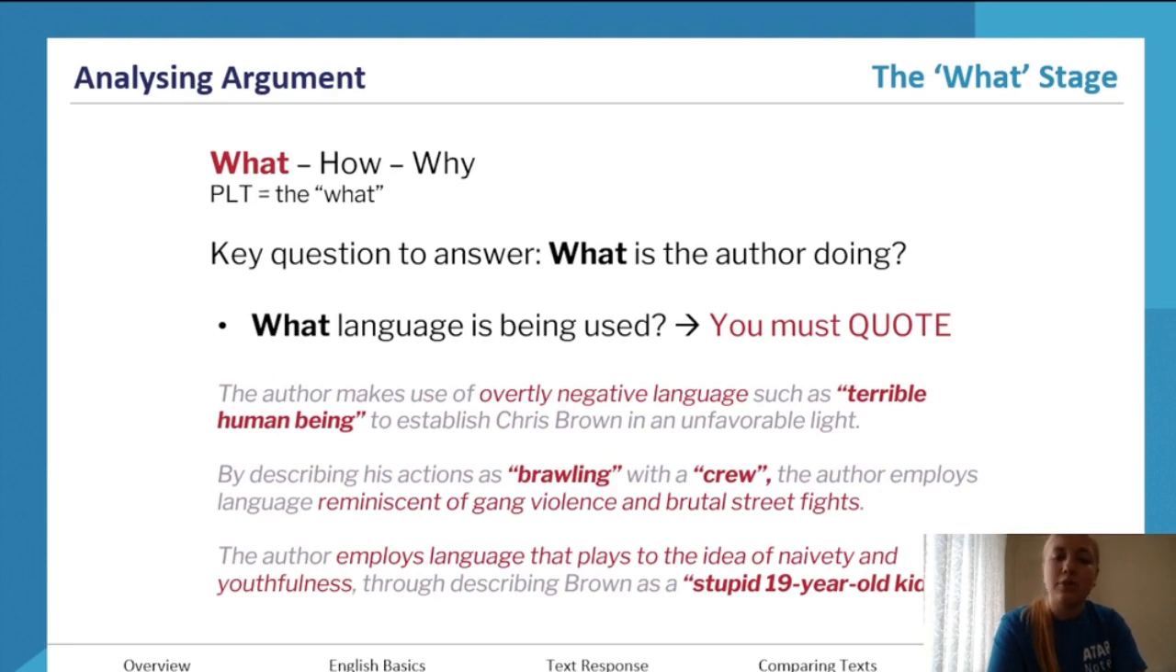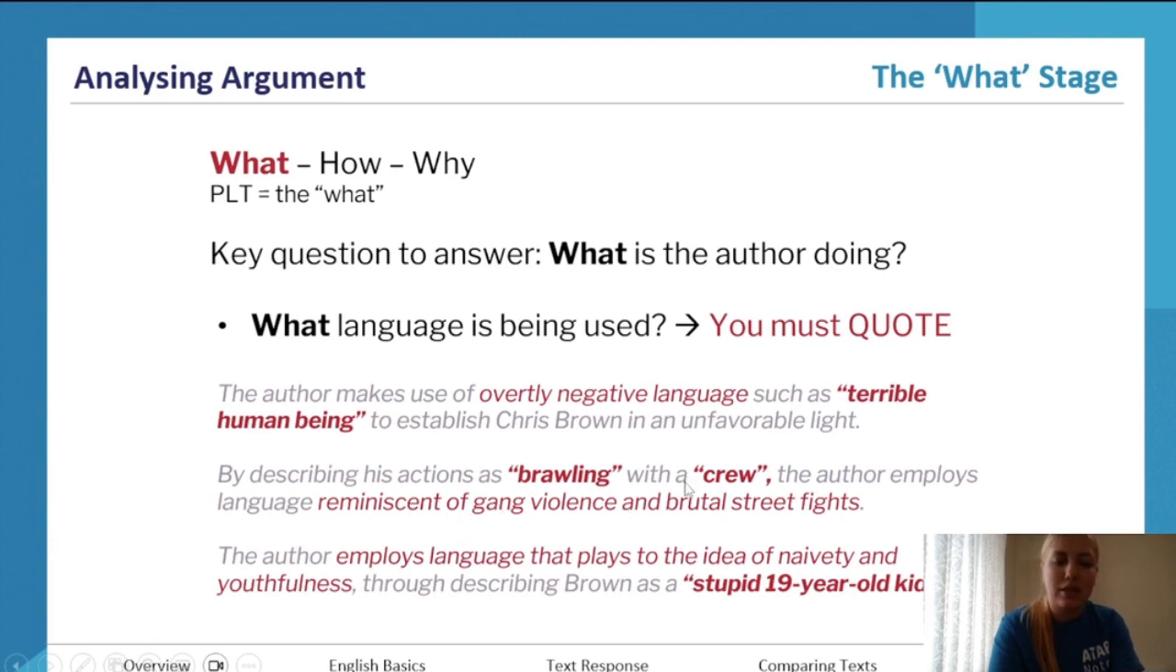So the author makes use of overtly negative language, such as "terrible human being", to establish Chris Brown in an unfavorable light. By describing his actions as "brawling with a crew", the author employs language reminiscent of gang violence and brutal street fights. The author employs language that plays to the idea of naivety and youthfulness through describing Brown as "a stupid 19-year-old kid". So these are several examples, 3 different examples, and it was on a Chris Brown article. Overtly negative language. Example of that. What is it intending to do? Establish him in a bad light, that he has negative qualities.